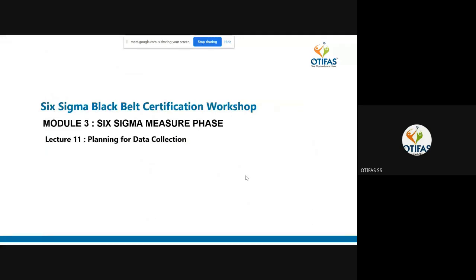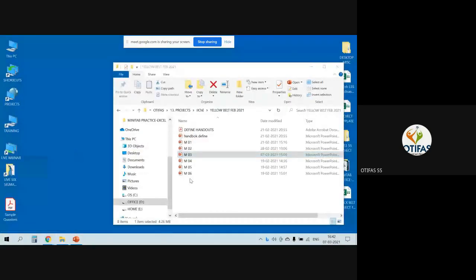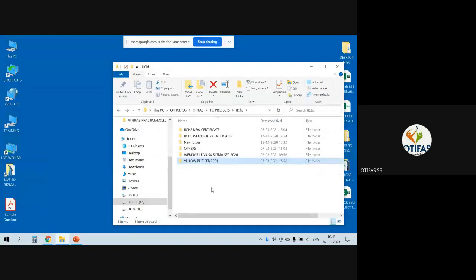Okay. Now, once we understand that our measurement system is good, we can rely on it. The next step is planning for data collection. Why are we planning for data collection? Because we found that there is some problem in our process, and we want to find its causes, so we take measurements so that we can analyze. Now, before going to this, let me show you a real case project, then you will understand. Just a minute.